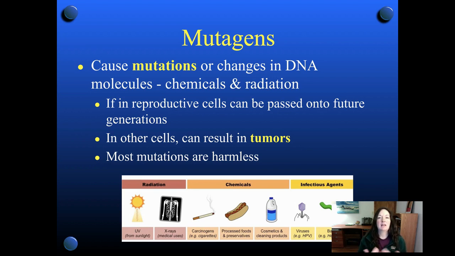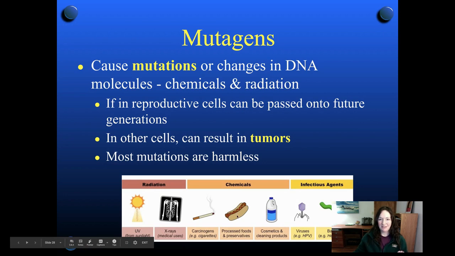There are lots of mutagens out there that we're being exposed to, for example, processed foods and preservatives. We eat hot dogs, we eat deli meat, and it doesn't normally affect us because you have to have a lot of exposure over a long time in order for that to build up and eventually affect your DNA.